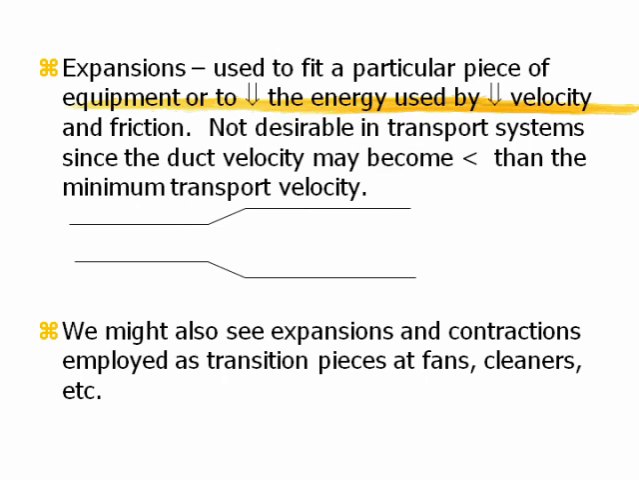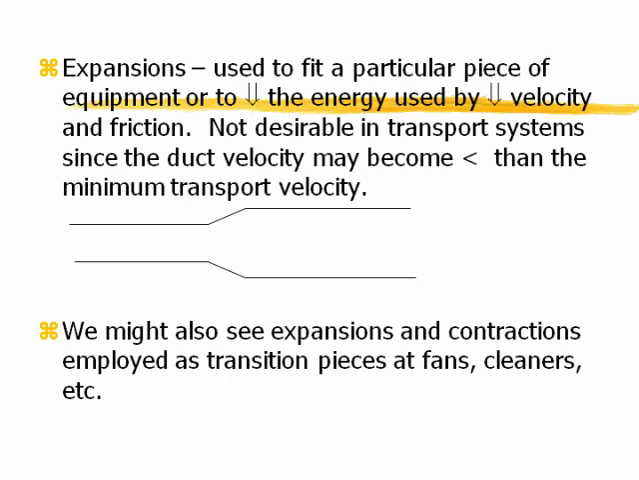So expansions are used just like contractions to fit a particular piece of equipment, or maybe we want to slow air down. We want to decrease the velocity and therefore decrease velocity pressure. We can do that with an expansion. But we want to be careful. We don't want to slow air down too far because we can get a velocity that's below the minimum transport velocity. So that's a new term that I'm going to talk about at the end of this lecture, transport velocity.